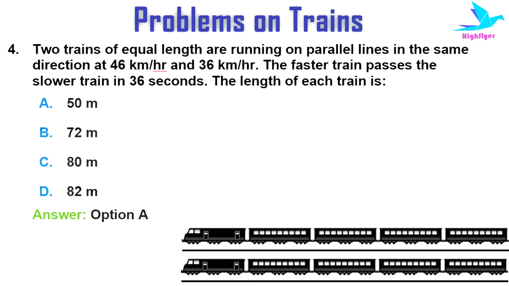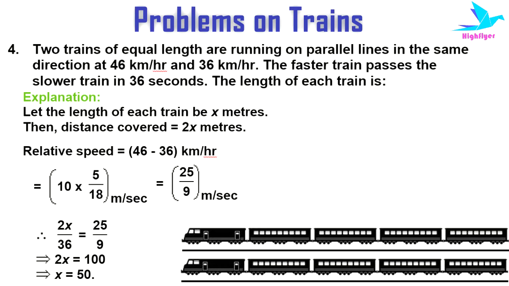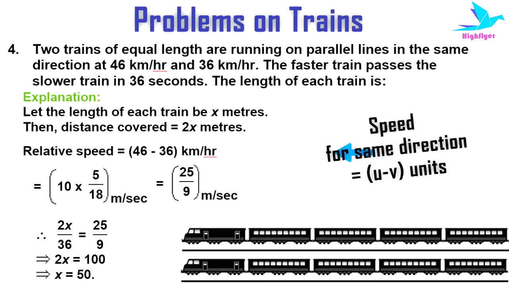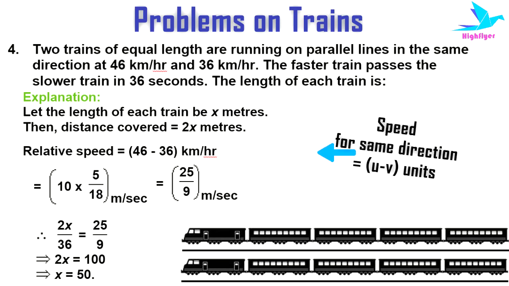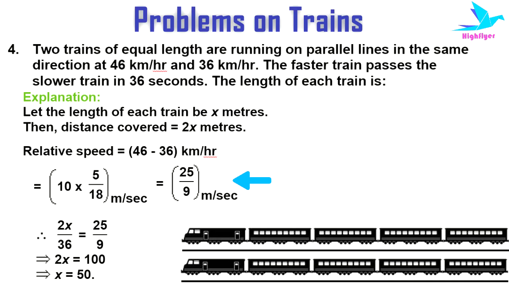Let's see how. As the two trains are of equal length, let the length of each train be x meters. As they are moving in the same direction, the distance covered would be 2x meters. The relative speed between two trains moving in the same direction is the difference between the two. So relative speed equals 46 minus 36 kilometers per hour, that is 10 kilometers per hour, and converting it to meters per second, we get 25/9 meters per second. Now the total distance is 2x, the given time is 36 seconds and the speed we found is 25/9 meters per second.